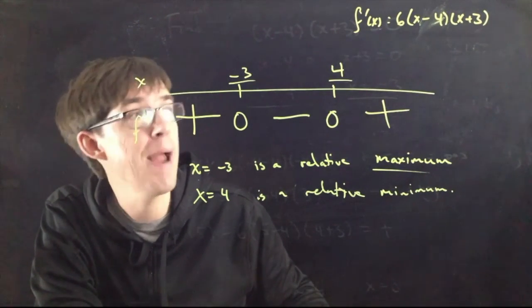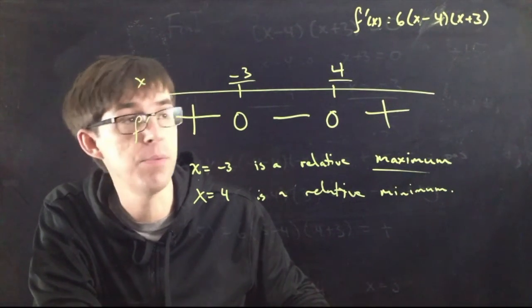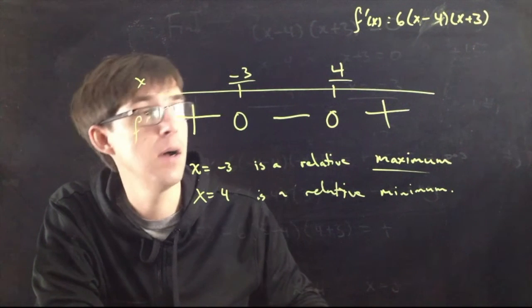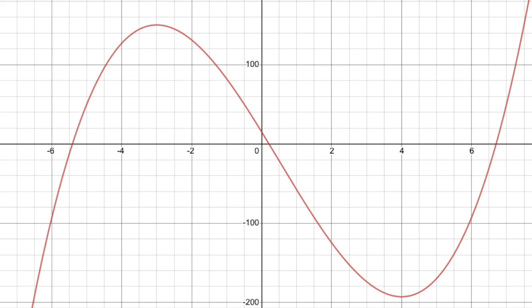As always, you can graph this on your calculator or on a computer. You should notice on such a picture, hopefully, if you did it right, you will see x equals -3 is like a top of the hill point. That's what relative maximum means. And x equals 4 is the bottom of the hill. I think we got it.